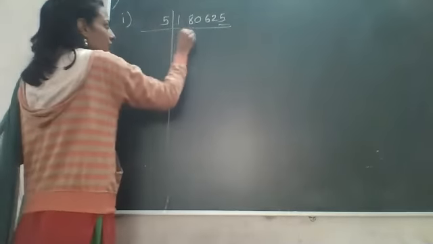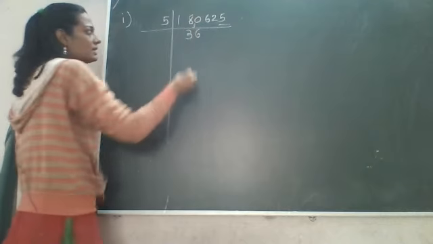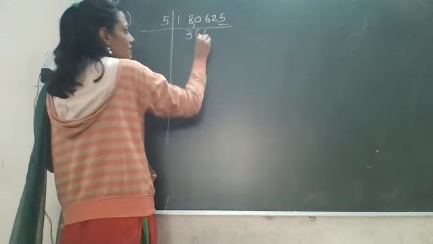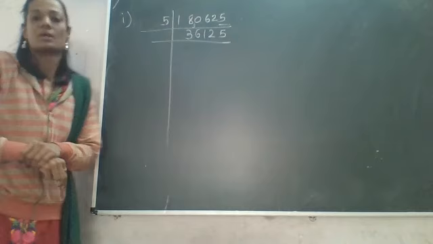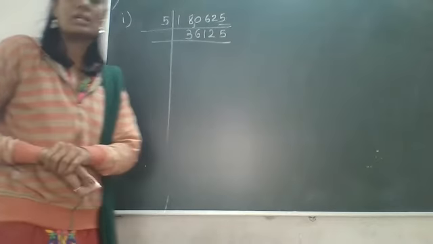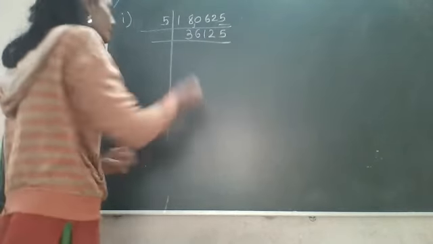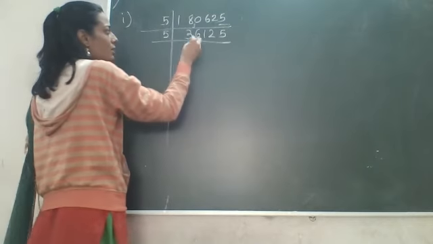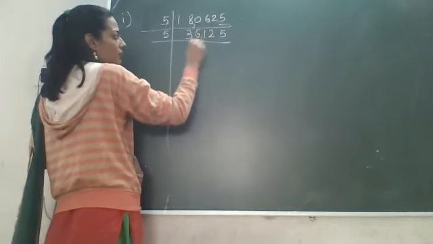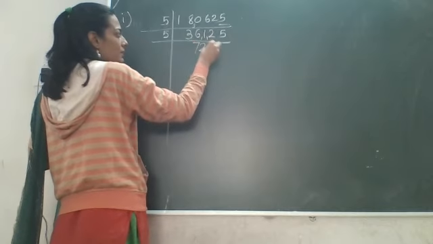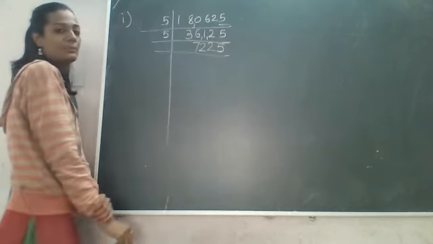So 5 3s are 15, 5 6s are 30, 5 1s are 5, 5 2s are 10, 5 5s are 25. You do the division with me, so if any correction is needed we can do it. Okay, again by 5, 5 7s are 35, right? Now 11 becomes 5 2s are 10, 12 becomes 5 2s are 10, and 5 5s are 25.